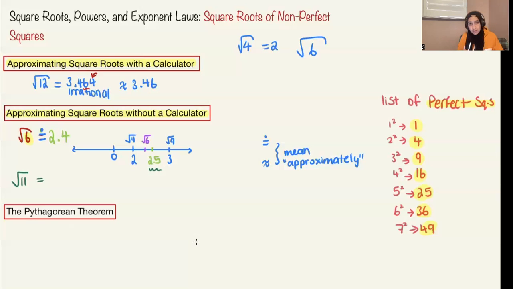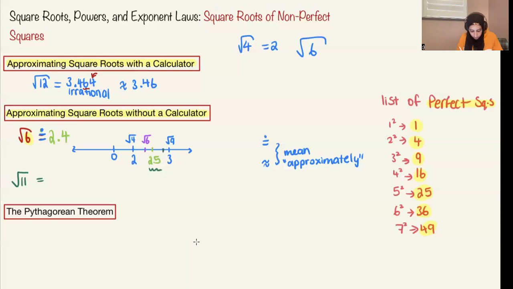So your estimate can't be too bad, but it doesn't have to be too perfect. It can't be like, oh, it's 2.9, because that doesn't make sense. 2.9 would be over here, and that means it's like the square root of 8, which is really close to the square root of 9, for instance. All right, let's try another one so that you can try it out.